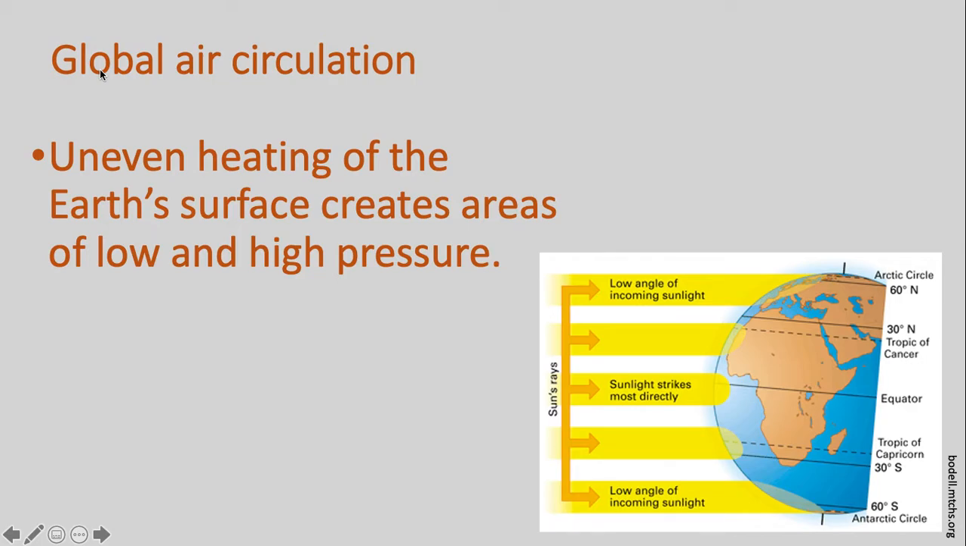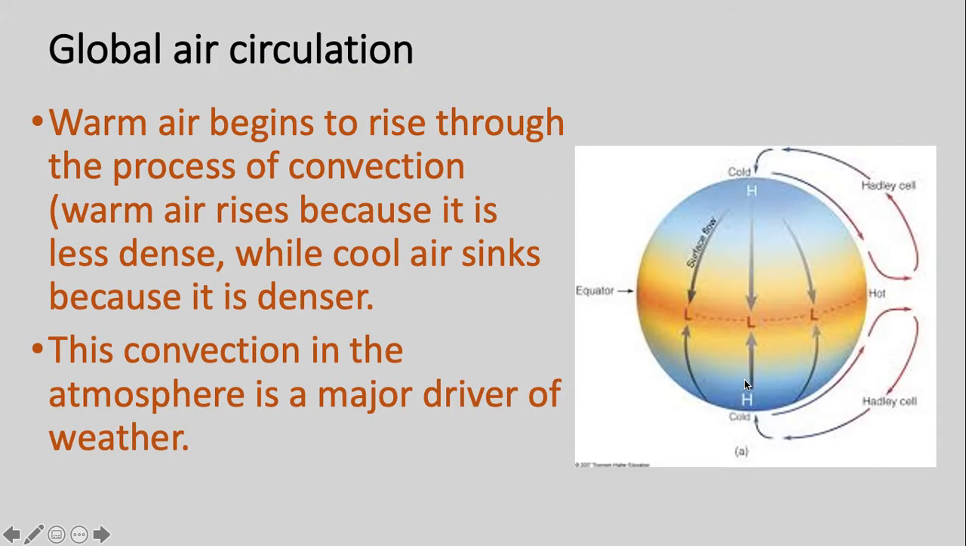Global air circulation. Uneven heating of the Earth's surface creates areas of low and high pressure. Sunlight strikes the equator most directly and the poles at a very small angle. Warm air begins to rise through the process of convection. Warm air rises because it is less dense, while cool air sinks because it is denser. This convection in the atmosphere is a major driver of weather.